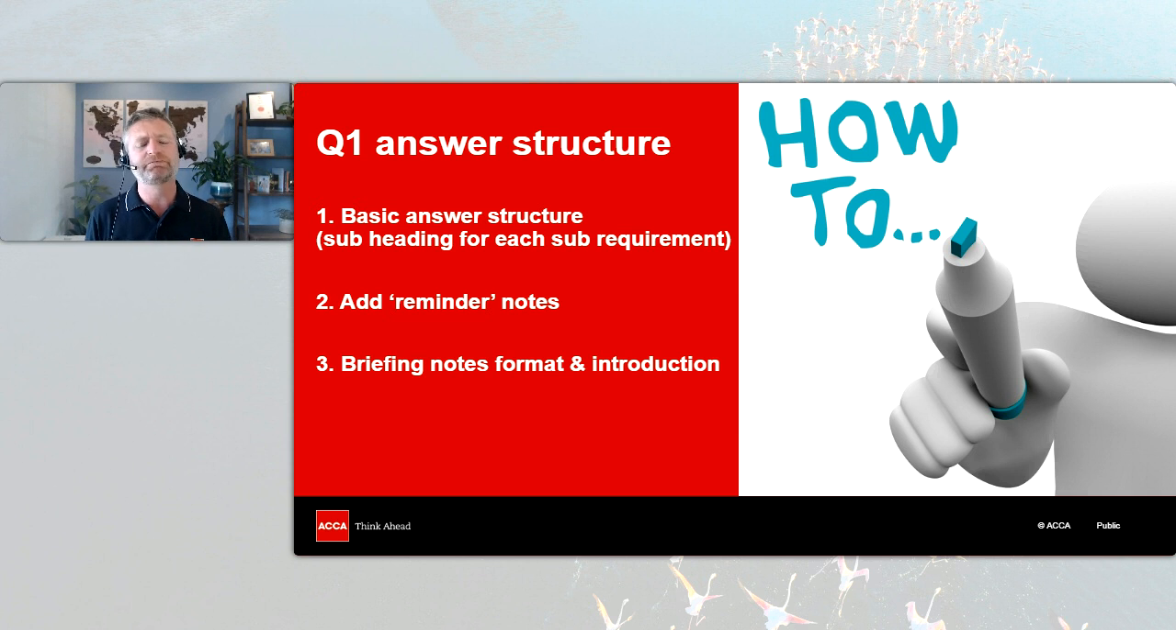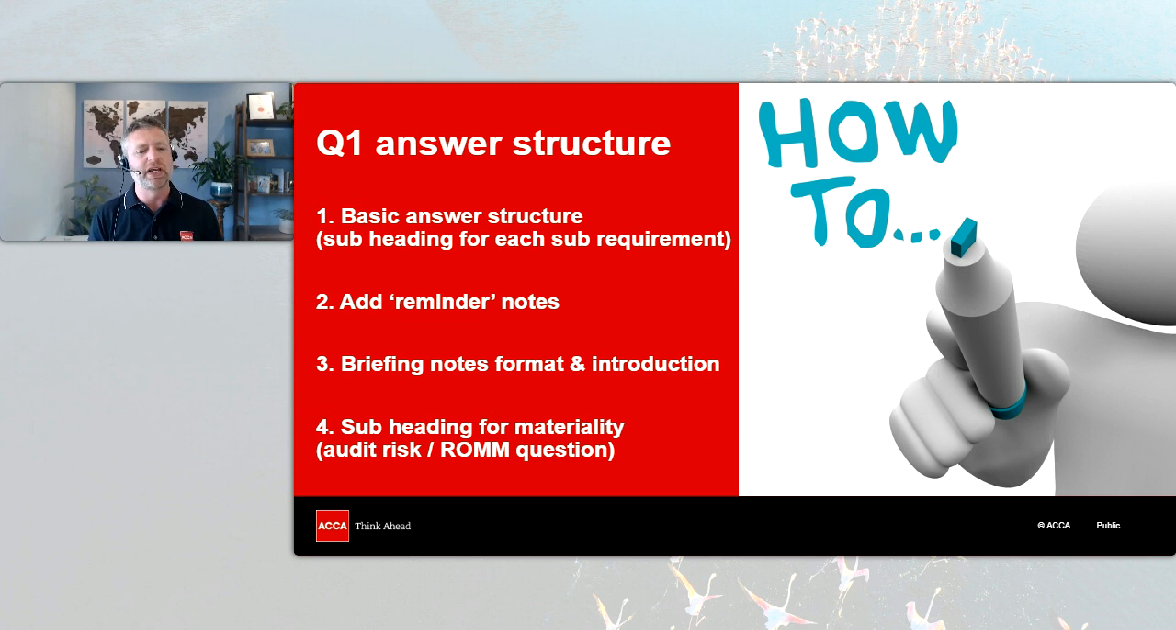I then, in question 1, earn the briefing notes format and introduction professional skills mark. There's 1 mark for getting the format right, and I'll show you how to get that mark as quickly and efficiently as possible shortly. I do it at the start because I don't have to think much as I'm doing it. I can be starting to think about my answer as I am creating my briefing notes format and introduction, because I don't have to think as I'm doing it.